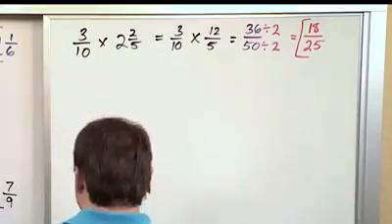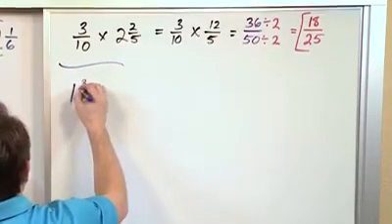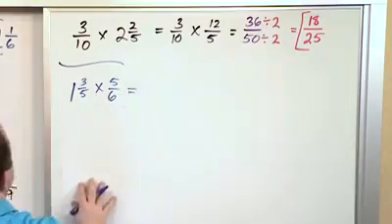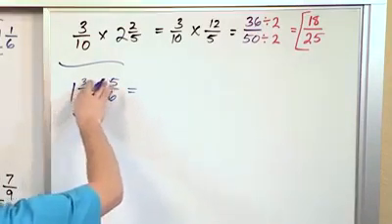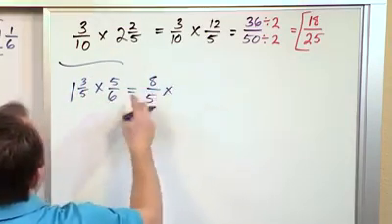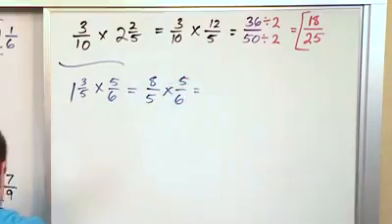All right, I'm just going to do a couple of additional ones and we'll be done. 1 3/5 times 5/6. And so I'm going to convert the mixed numbers. 5 times 1 is 5, plus 3 is 8, and I write it over 5, so 8/5. This is times 5/6. All right, so what I have here is multiply the tops.